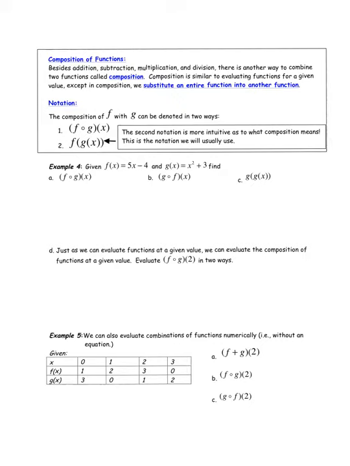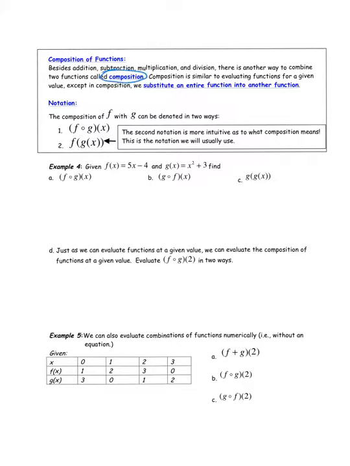We're going to go through examples 4 and 5 from notes 2.6, which covers combinations of functions. These examples actually cover composition of functions. And in addition to the operations that we talked about last class, which were addition, subtraction, multiplication, and division, there is another way to combine two functions. And this way is called composition.